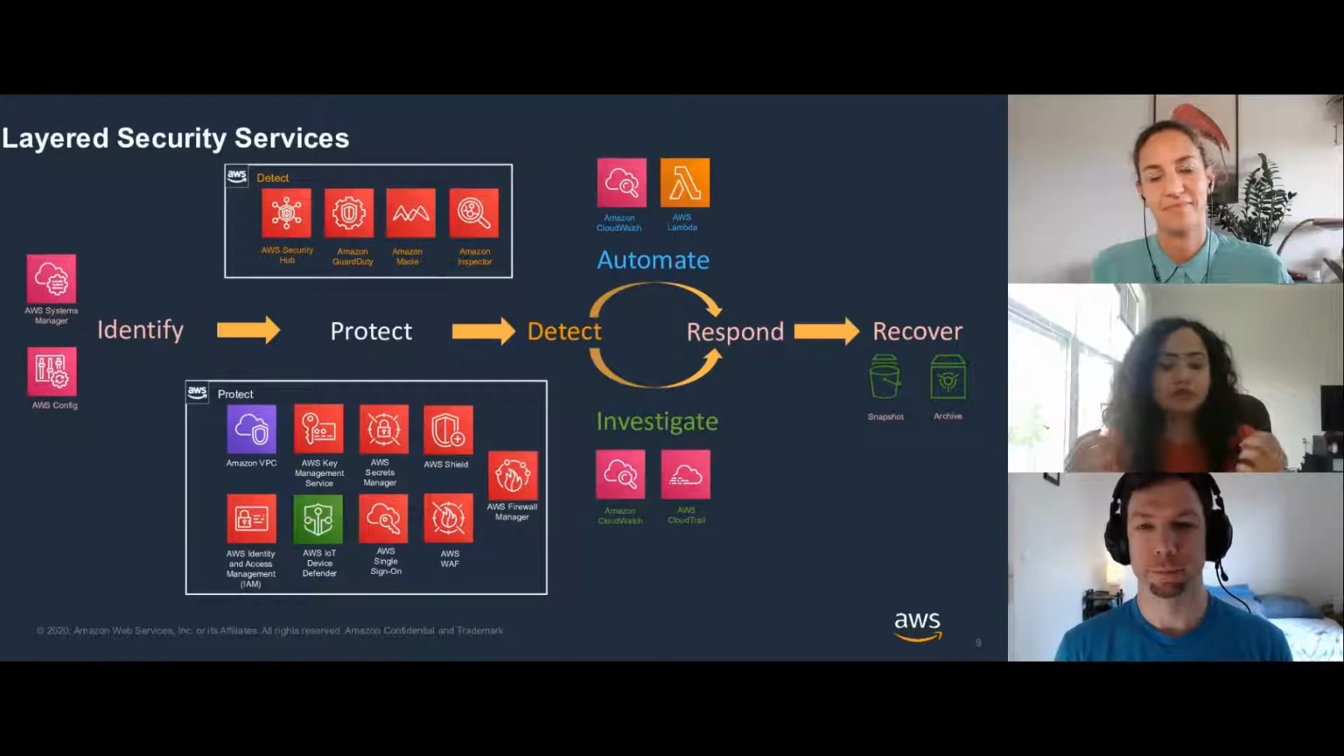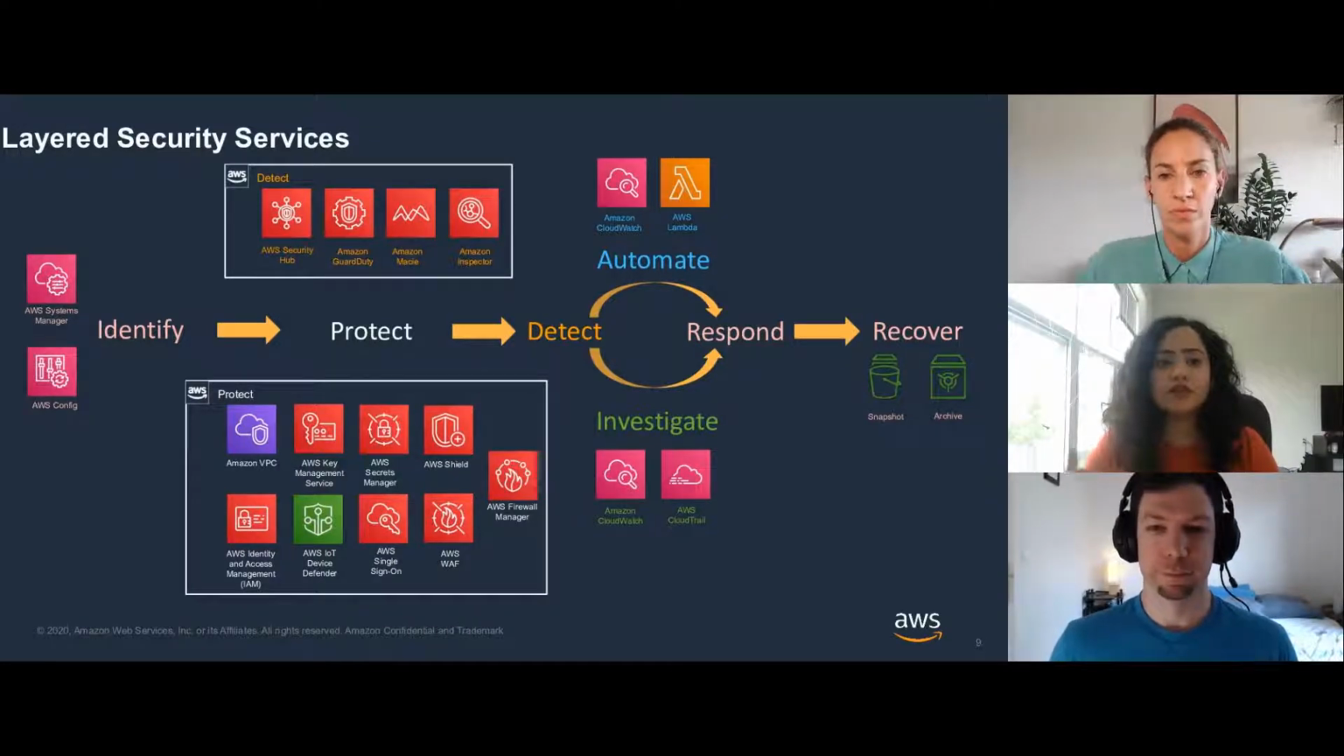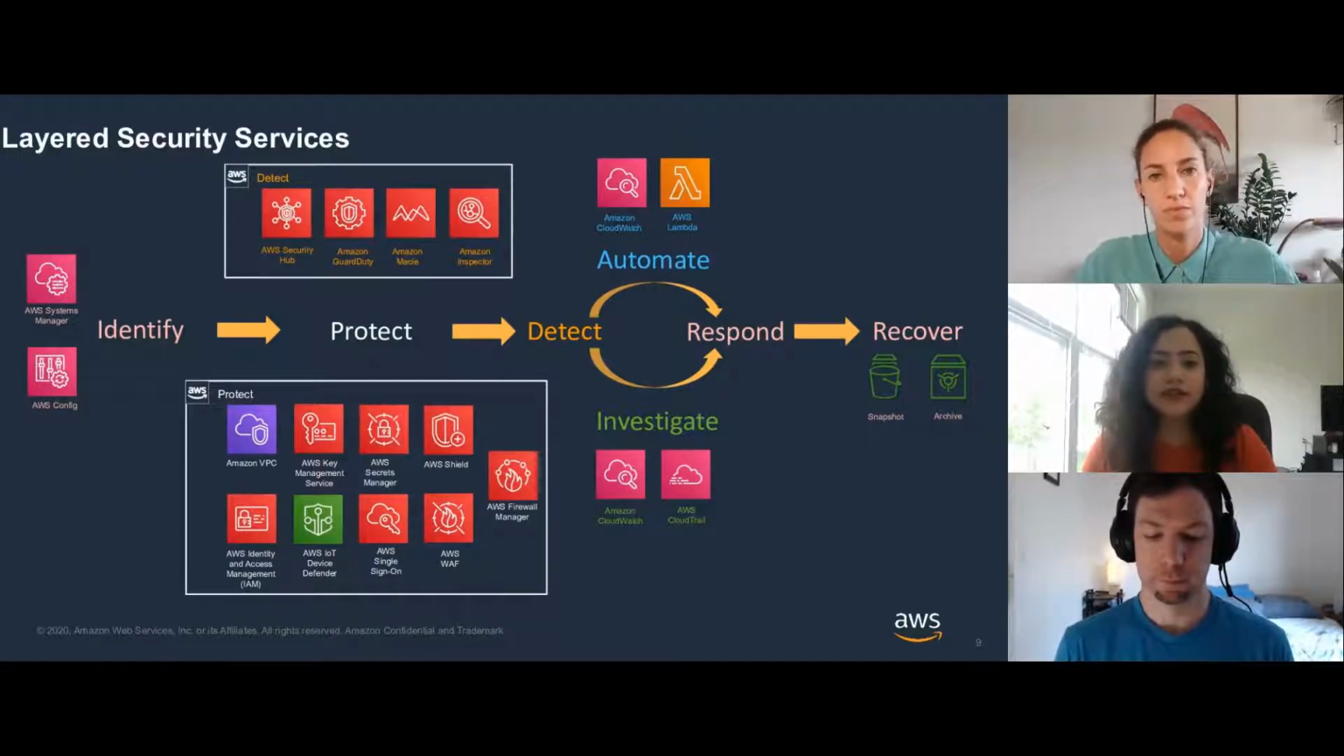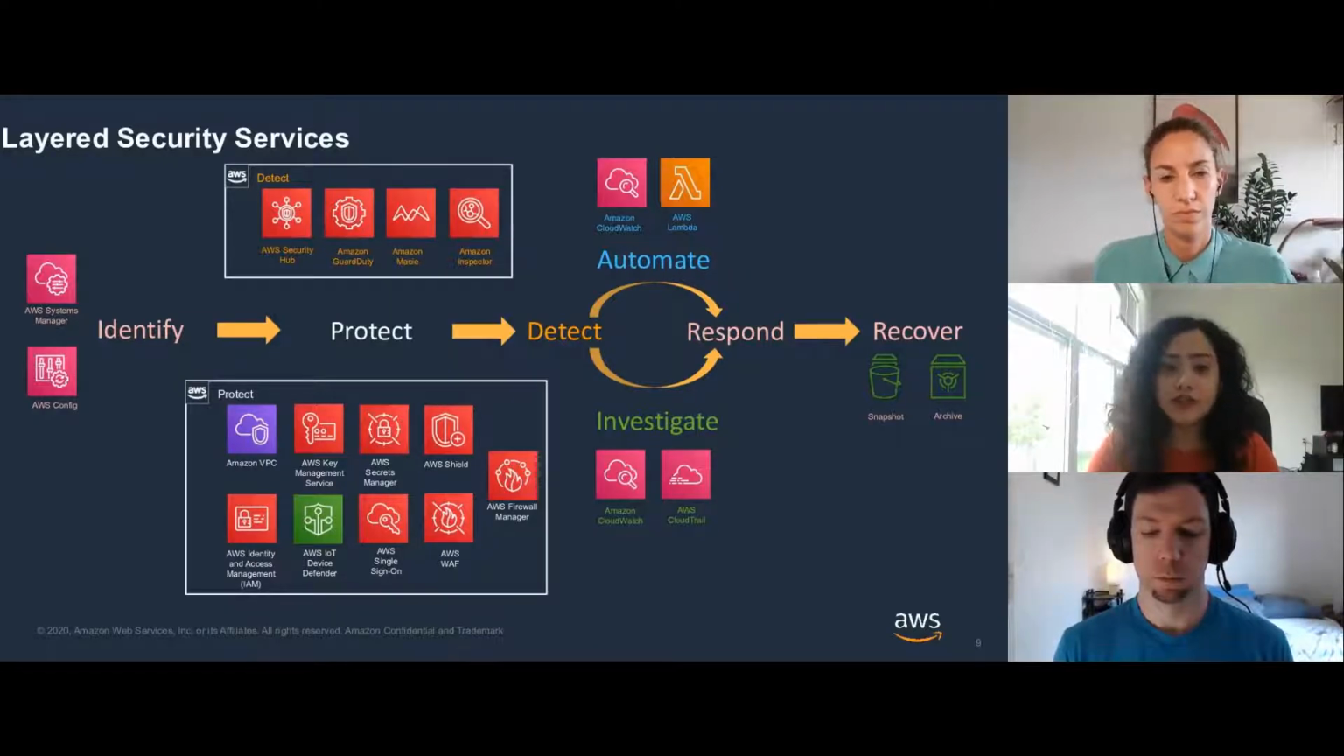We have defined security services in various different layers, which we call identify, protect, detect, respond, and recover. In identify and detect, you can have those security services in the AWS platform that will perform the logging and monitoring. We can identify the security threats and detect them in an automated fashion so that they don't occur in the future.